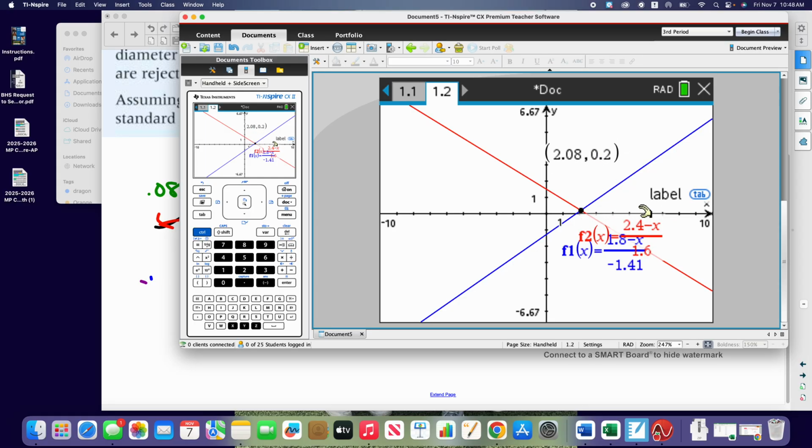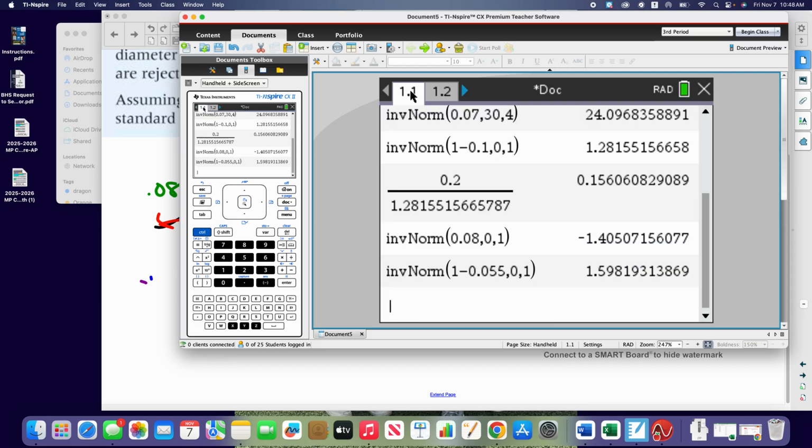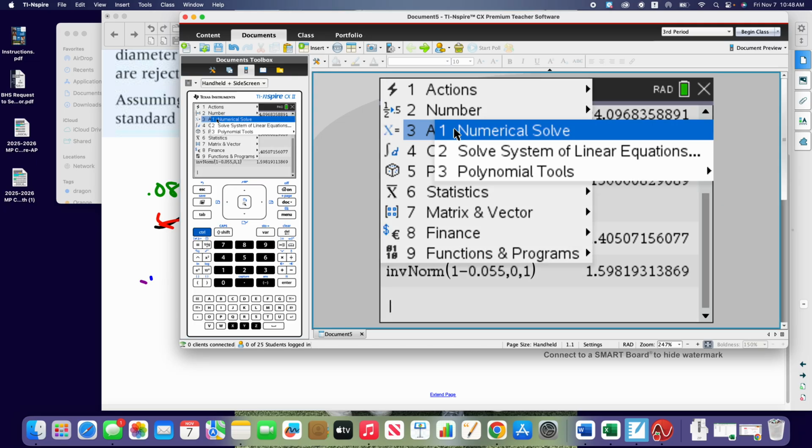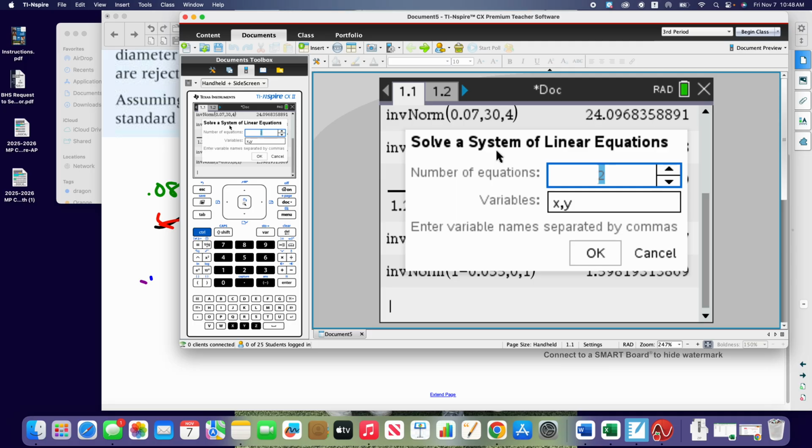What's the 2.08 stand for? What's the x in this problem? The mean. 2.08 is the mean. The 0.2 is the standard deviation. Okay? The other thing you could have done is you could have just gone to menu. You could have gone to the algebra and solve a system of linear equations.